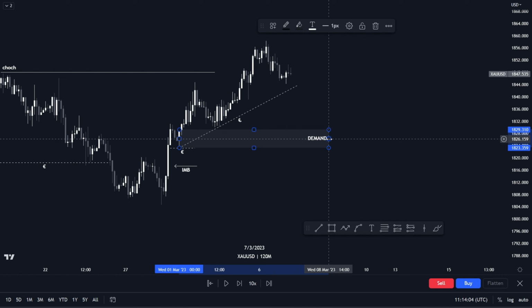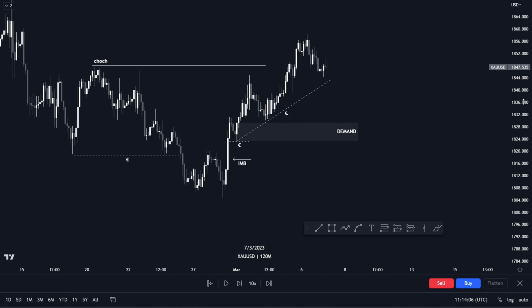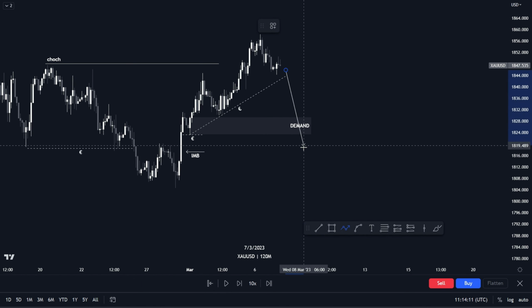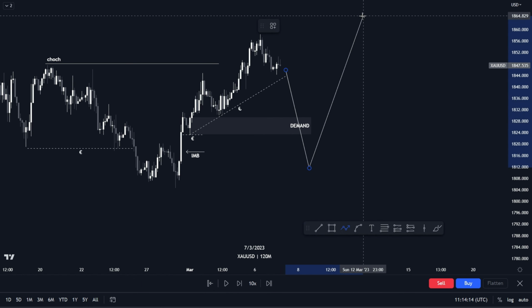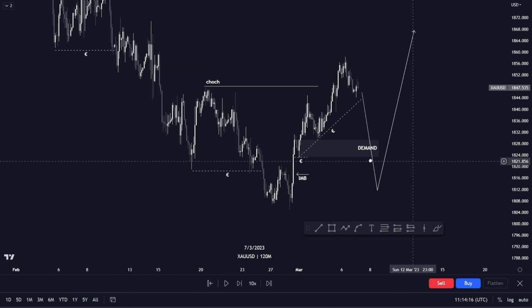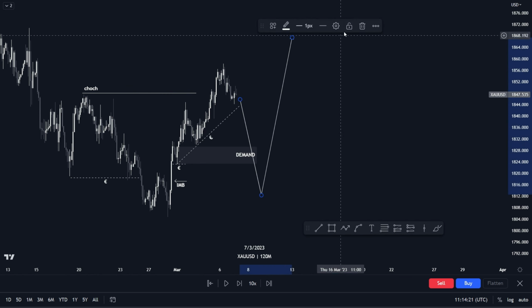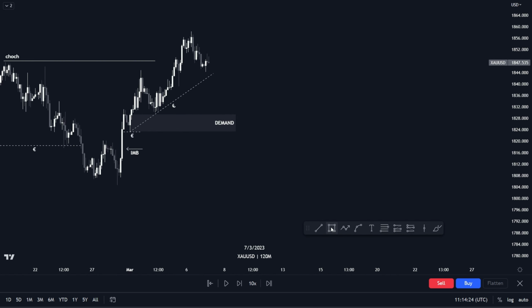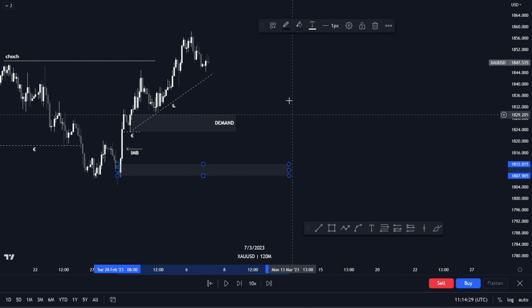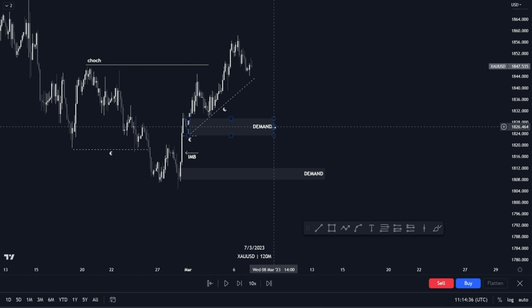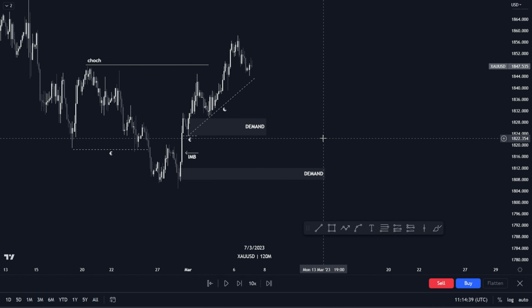And why this demand here would not be valid. Okay, so now what we're expecting is price to push to the downside, respecting this low, respecting our lower low here, and pushing to the upside. Okay, so what we have here is this beautiful demand area that we will be looking to take our trades from. And now let's see what price does.